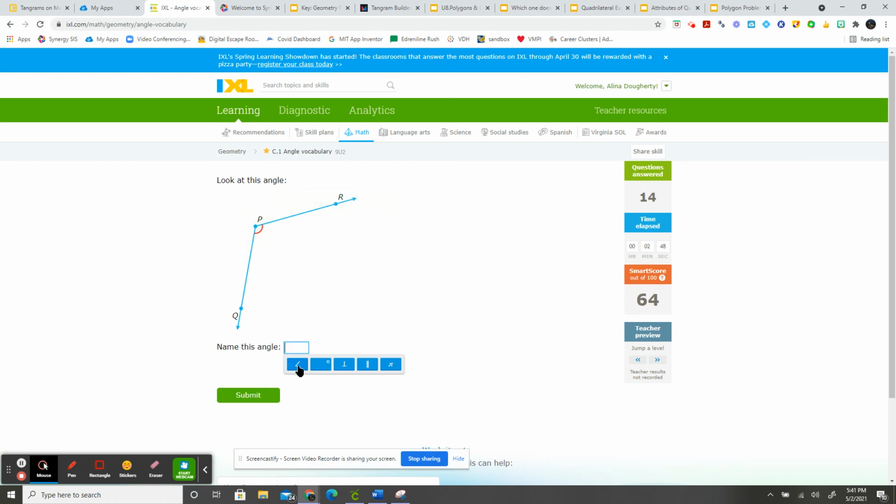Name the angle. So we've got to use that little angle mark. We can go QPR or RPQ. It doesn't matter. RPQ.